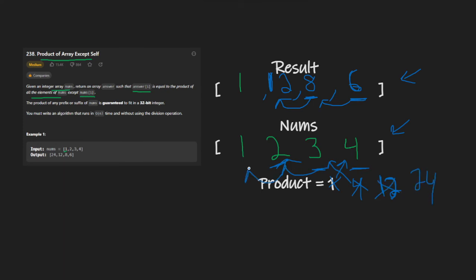And now we're on the last index, and we update. 24 times 1 is 24, so this will be 24. And then update the product, 24 times 1, which is 24. And now we are out of the loop. And as you can see, this is the correct answer. This is exactly what they were looking for here.